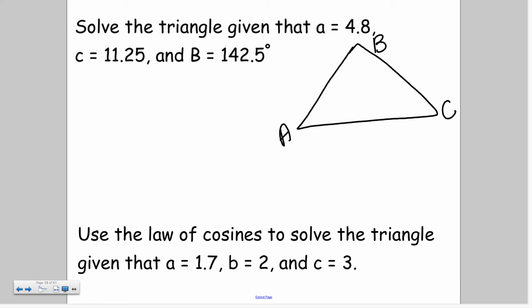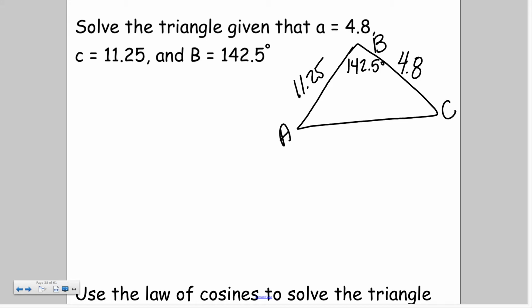Alright, so now we're going to fill in what we know. Side A is 4.8. Side C is 11.25. And angle B is 142.5 degrees. So again, you're given the 2 sides and the included angle. Now we have to figure out the rest of it.